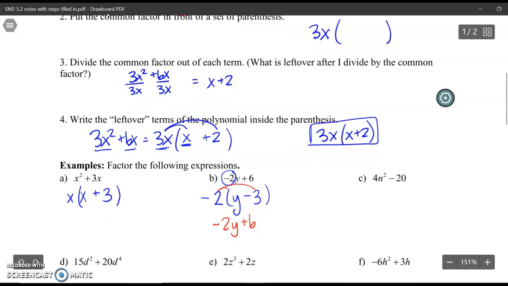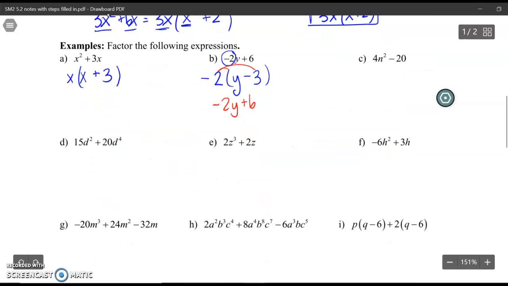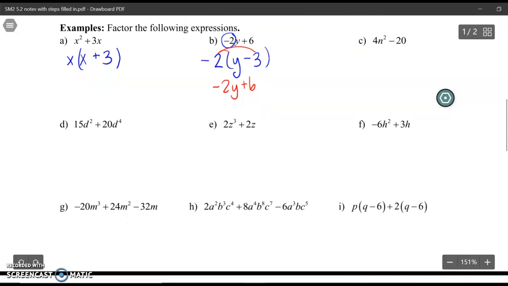Okay. So I'm going to let you guys work through the next couple examples. I'm going to jump down to the bottom, and I am going to do H and I for us. These are kind of more complicated examples. So H looks super complicated. It's actually not as bad as you would think.